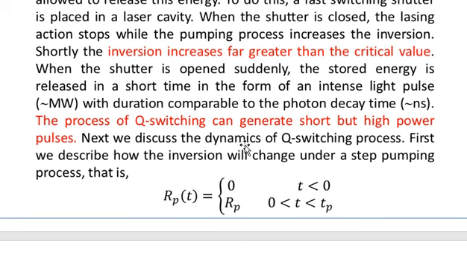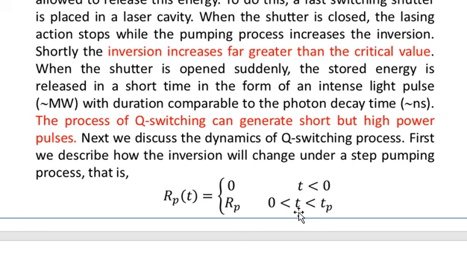Next, we discuss the dynamics of Q switching process. First, we describe how the inversion will change under a step pumping process. That is, the step pumping process is defined by this equation, that is Rp, which is the pump rate as a function of time, is equal to 0 for time less than 0. That is when we have not started the pumping process, the pump rate is 0.